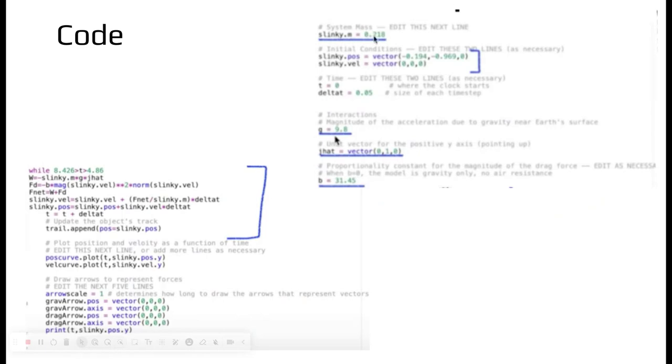This shows what was used to generate the GlowScript computational model. The mass is input, as well as the initial position, as well as the initial velocity, and g is input, as well as j hat, and then the drag force is also input. The drag force was found based on the real life model using the Tracker. And then we input these values into the computational model to create a model that best fits both the initial and the final conditions.